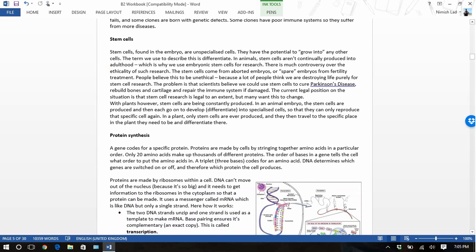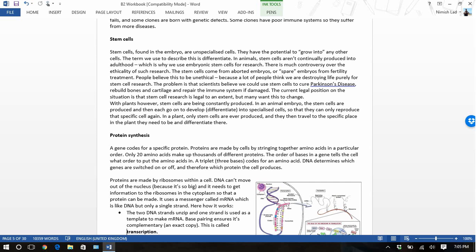Stem cells is another big area of research right now. Essentially, they're cells that are found in the embryo and are unspecialized. So this means they can become any other type of cell. They can become a red blood cell, a cell in the arm, a cell in the eye. They're undifferentiated. So when they grow into a type of cell, they differentiate.